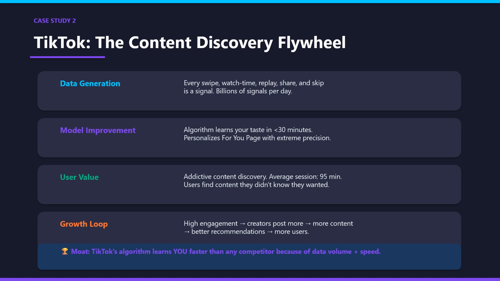The moat is that Instagram Reels has similar technology, but TikTok has years more behavioral data and a culture of creation that generates more diverse content, right? The algorithm is only as good as the data feeding it, and TikTok's data advantage is massive.